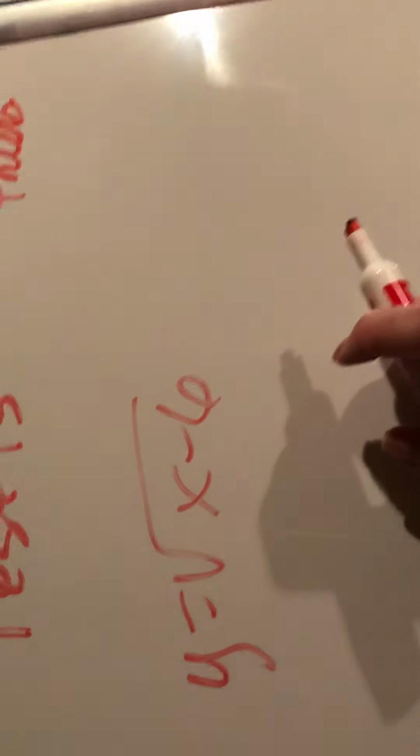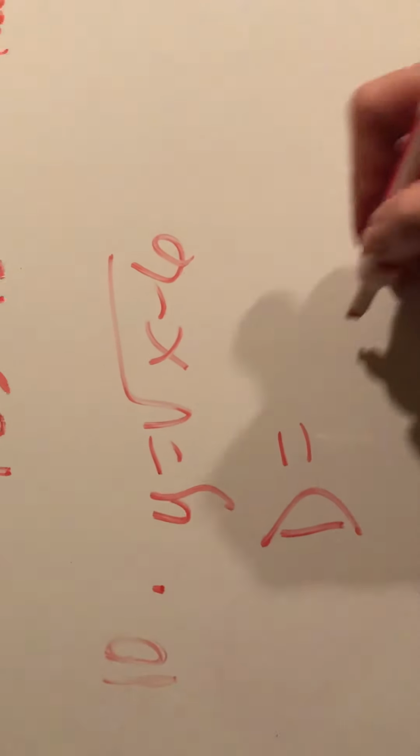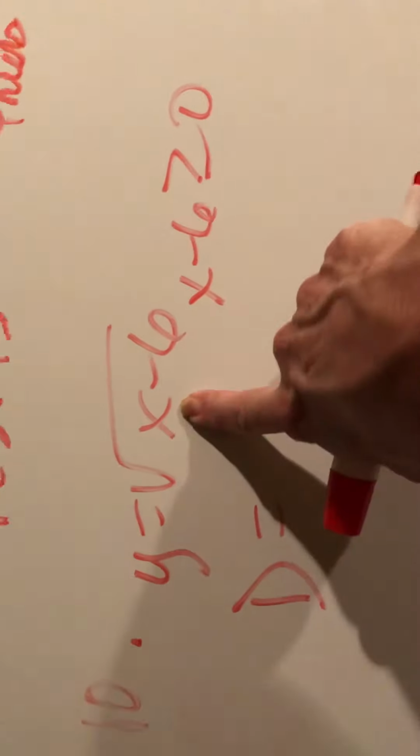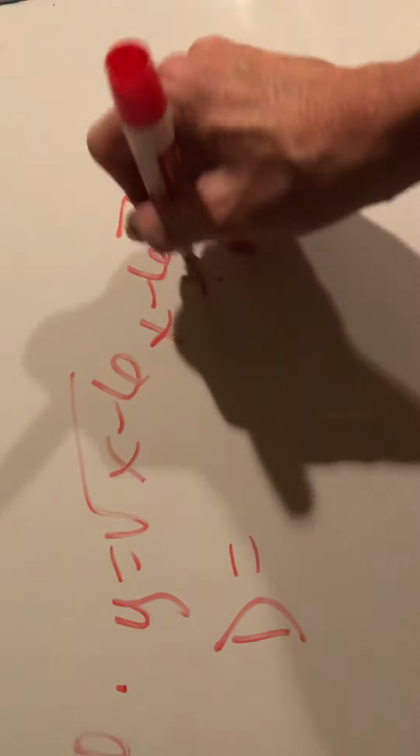So we're supposed to determine the domain and range of each function. So the domain of this function, I can't have a negative underneath the radical. So that means x minus 6 has to be greater than or equal to 0. It can equal 0. I can take the square root of 0 at 0. I just can't take the square root of a negative. So this has got to stay 0 or positive, so x greater than or equal to 6. So my domain is x greater than or equal to 6.